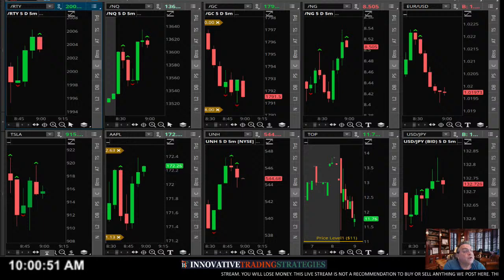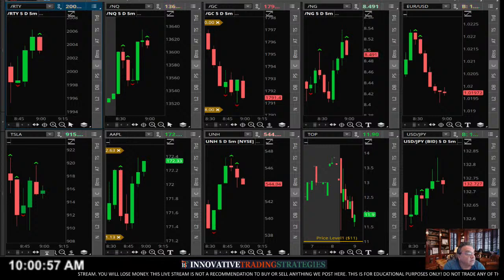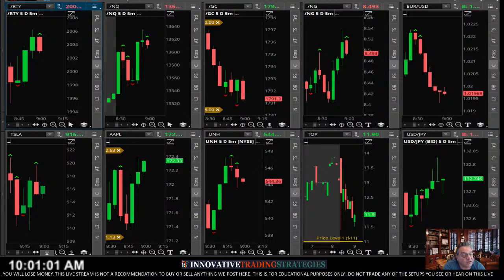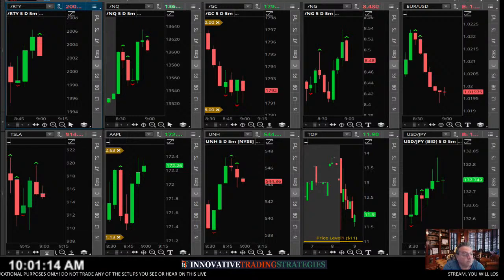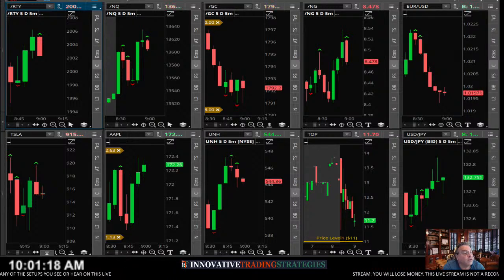The only thing we have going in after the hours, we're just going to hold on to our gold. We're still looking at that target of 788. Still long Apple, 172.63, slowly working its way up to the target. I'm waiting for TOP to pull back down here. I'd like to see TOP come down to $11. It's slowly working its way down.